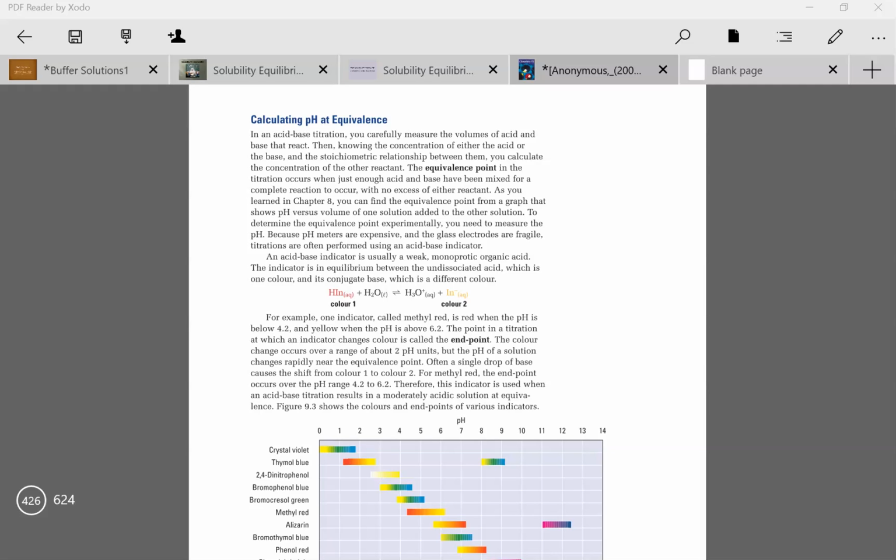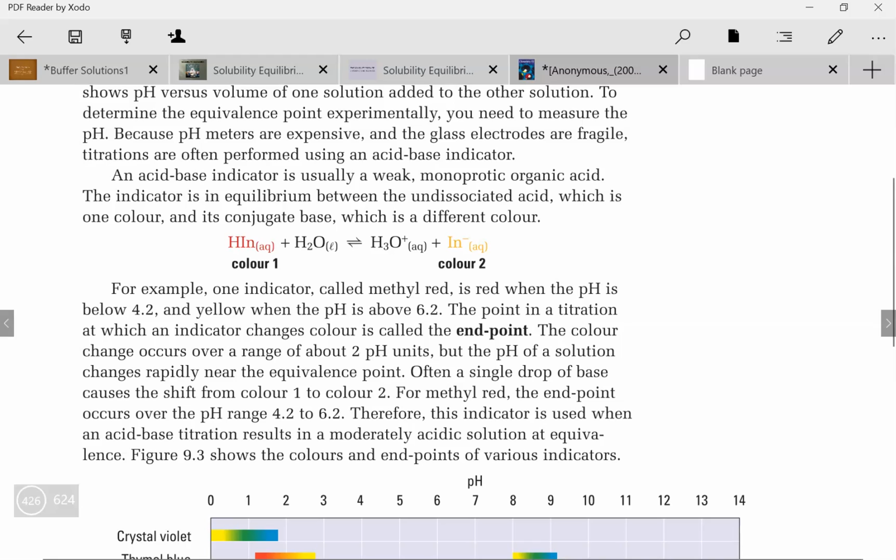So this is where we're going to be calculating equivalence points. It's one of the big calculations that we have to do in this unit. We're going to briefly just mention that indicators are usually an equilibrium that's set up. Indicators are essentially weak acids or bases, and the specialty about indicators is that the weak acid and its conjugate base are different colors in solution.